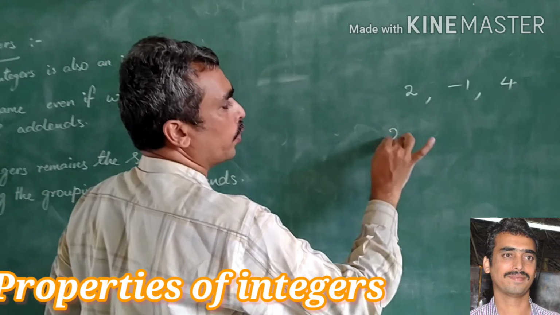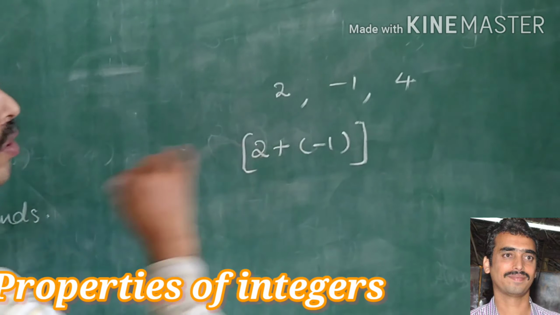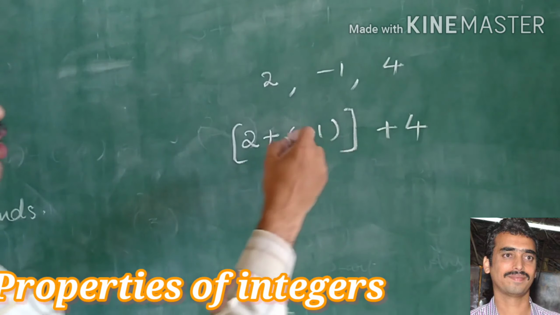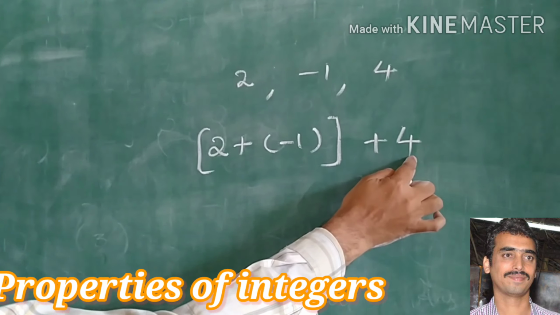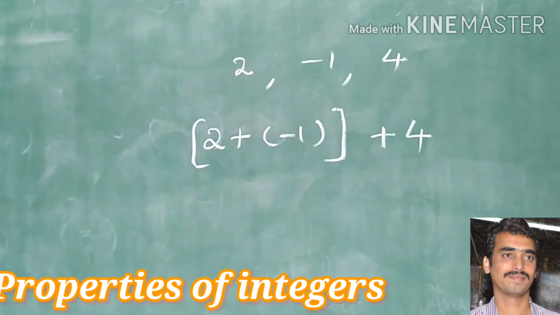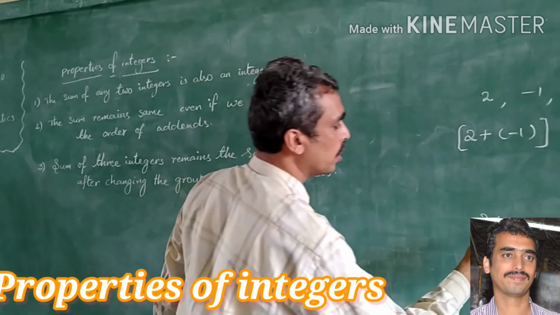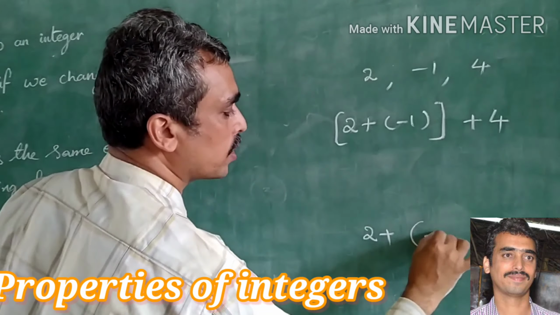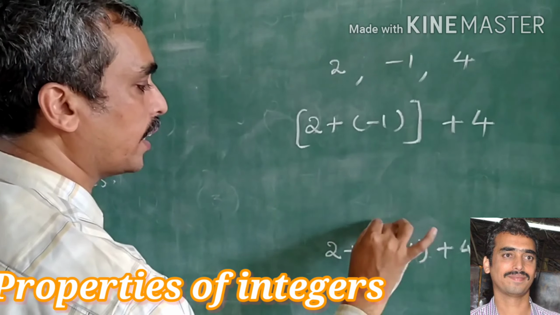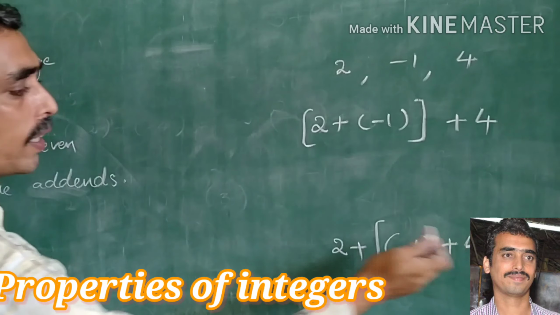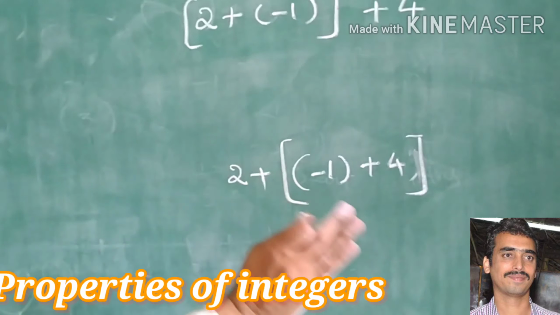According to this, 2 plus -1 plus 4. First you group these two numbers and add. To this answer you add the third number. This is the first order. And even if you change the order of the grouping, meaning for the second and third numbers you take the group, add them, and to that you add the first number. Is the answer the same or not?